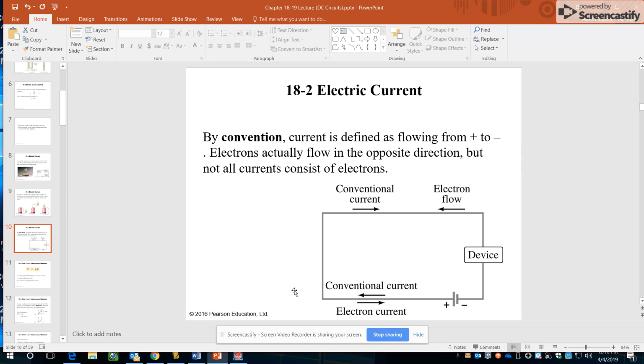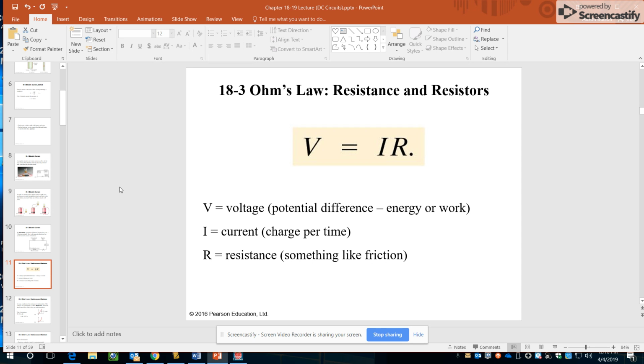So conventional current is the flow, or sort of the imagined flow, of positive charge. It really doesn't matter because they're exactly opposite to each other. The only time it matters is if we're concerned with something like a diode, a one-way device, and we will not consider diodes in this course.